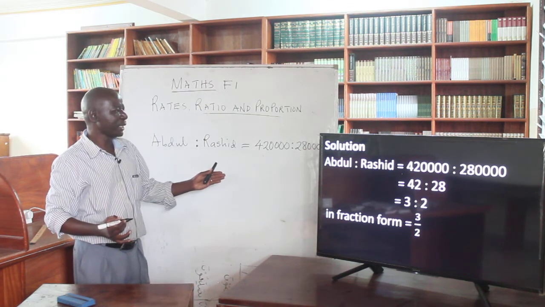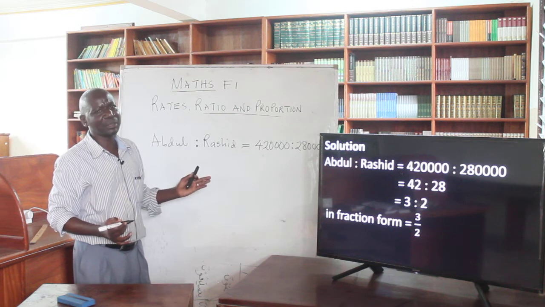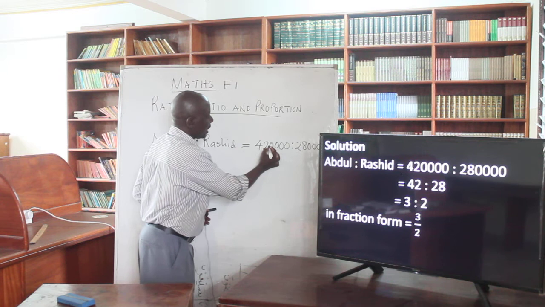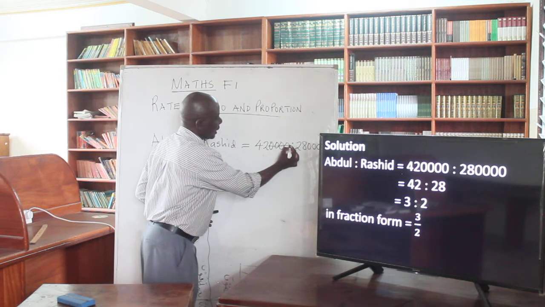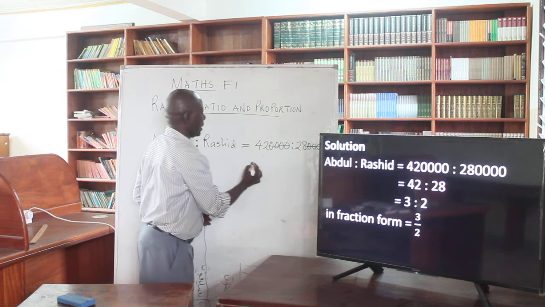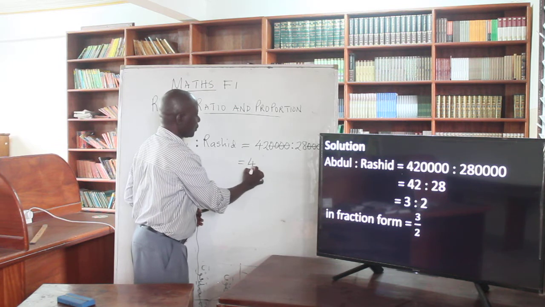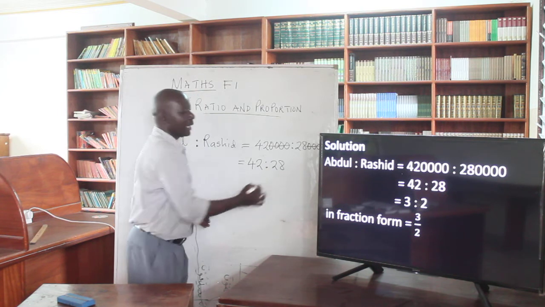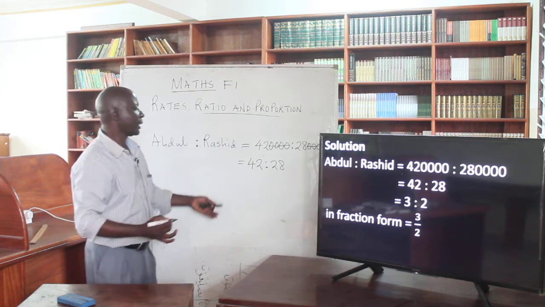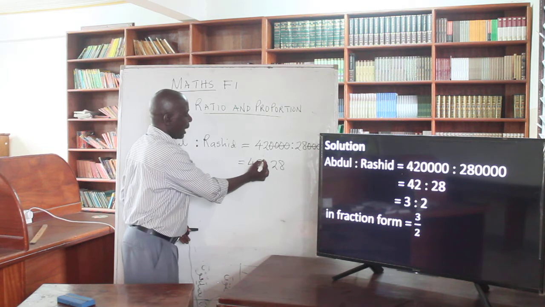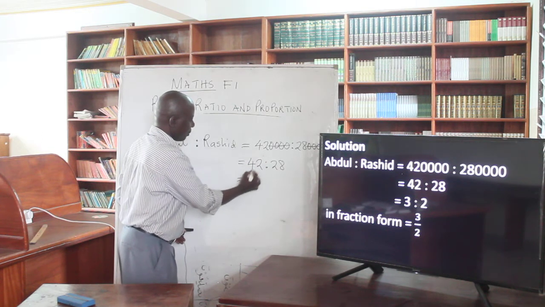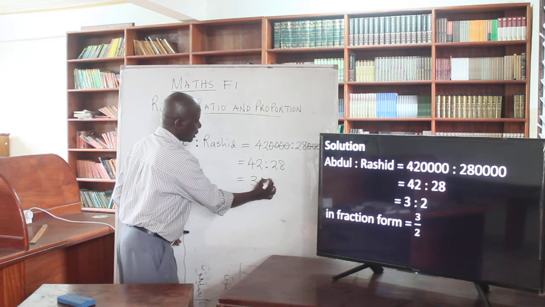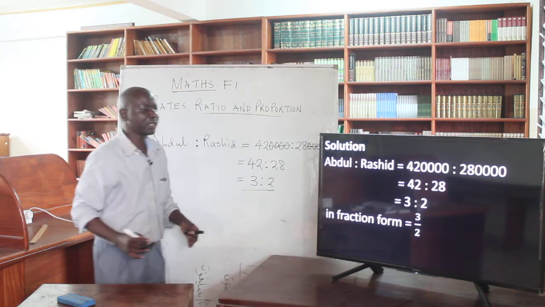So that has been given as a ratio, but it is not simplified. We need to simplify it, so we divide by 10,000. That will give us 42 is to 28. But still, that one is not simplified. We can divide by 14. By 14 we get 3, and by 14 we get 2. So that ratio is simplified.